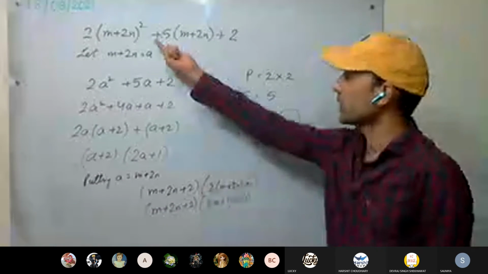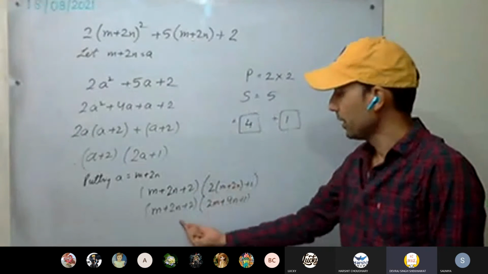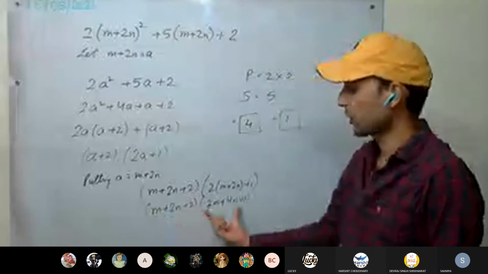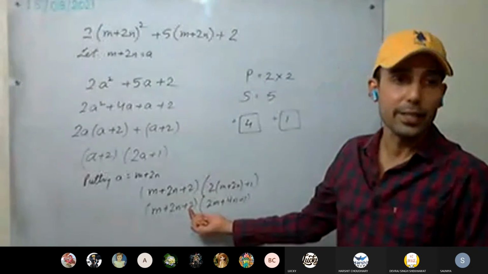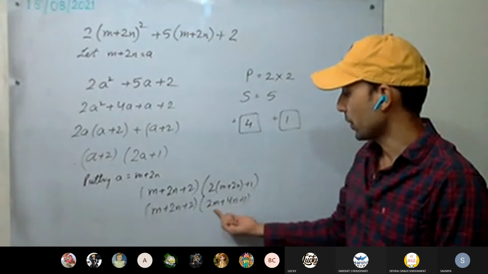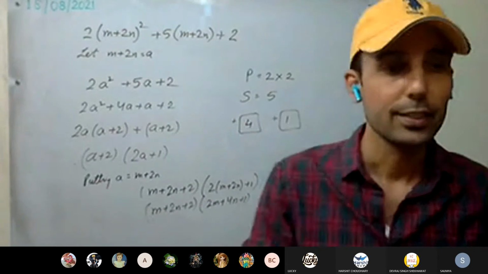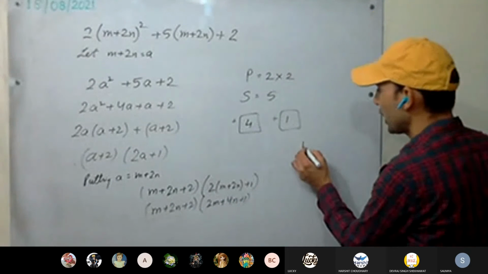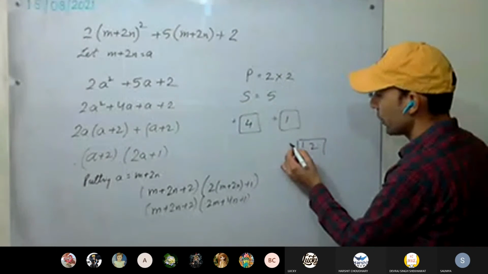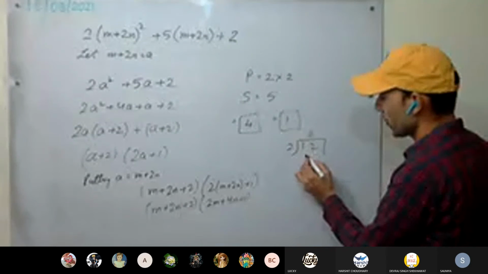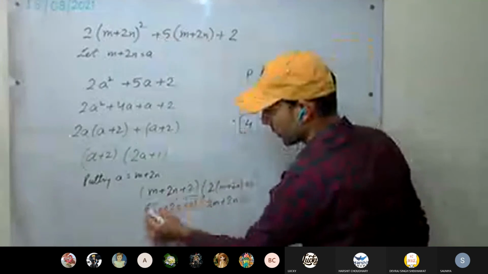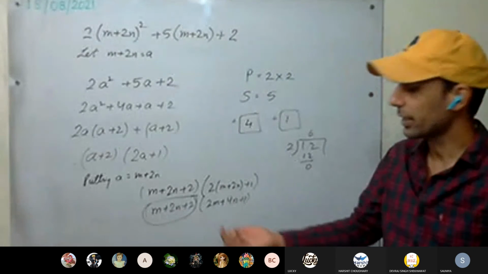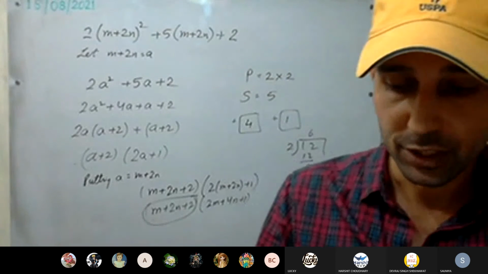These are the factors. See here, the equation is in terms of variables m and n, and the factors as well. This is one factor, this is another. If we divide this equation by m plus 2n plus 2, the remainder is going to be 0 and the quotient is going to be the other side. Similarly with numbers: 2 is a factor of 12, so if we divide by 2, the remainder is 0. Similarly, if we divide this expression by this factor, we get the other as quotient and 0 as remainder. So with this, we complete the chapter.